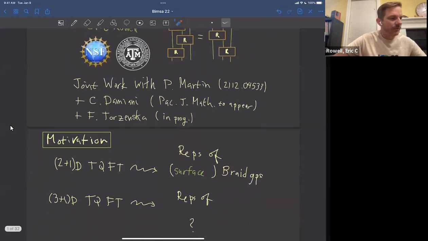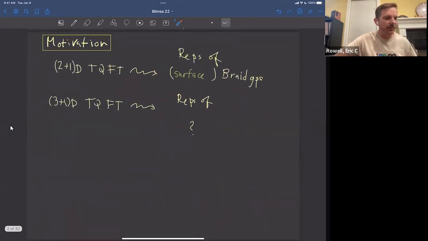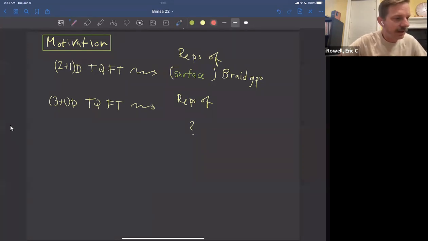So let me give a little motivation here. When we talk about 2+1 dimensional TQFTs, one of the things that this produces for us are representations of braid groups for any surface. And so one might wonder, what do you get if you look at 3+1D TQFTs? We should get representations of something. And so what is that thing that we get? I claim that maybe one reasonable thing is representations of something called motion groups.